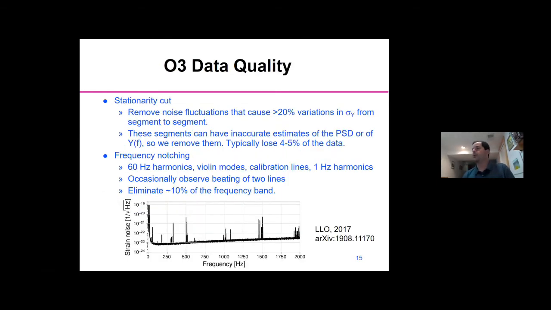So once we have all of that, we probably spend the most time on this: we study the data quality of our results.